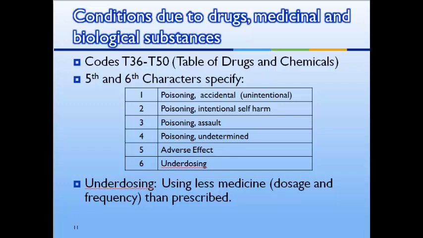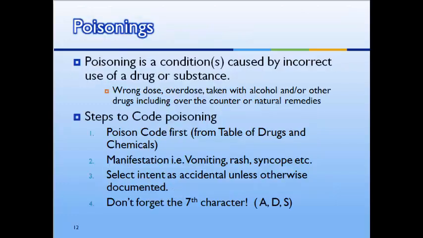Although there are major changes in the ICD-10 code format, the concepts are the same with the addition of underdosing, which is taking too little of a drug. A poisoning is the condition caused by incorrect use of a drug or substance. Simply put, a poisoning is not following the doctor's orders when taking the drug. This can occur whenever there's a wrong dose, overdose, or the drug is taken with alcohol or any other interactions due to over-the-counter or natural remedy type drugs.